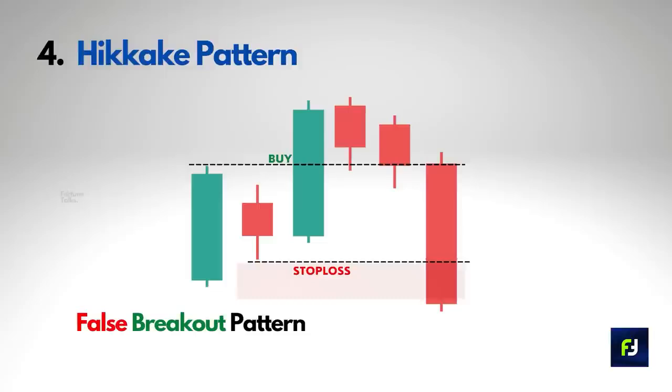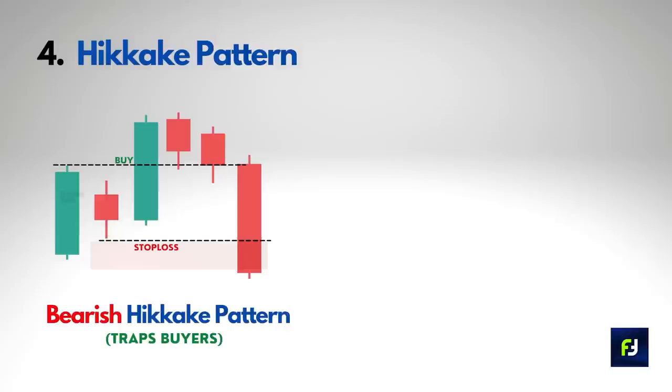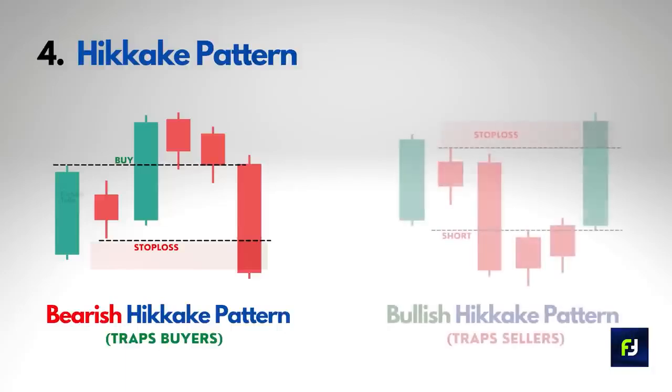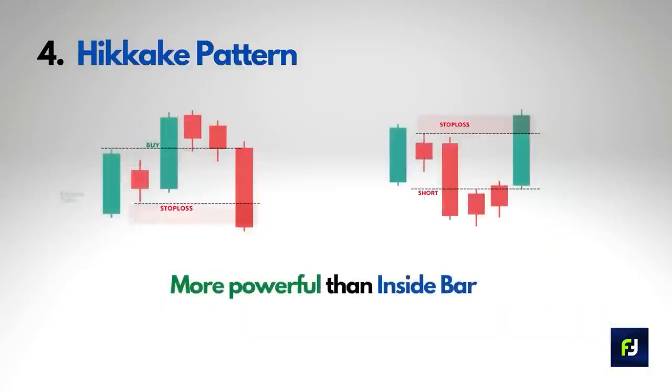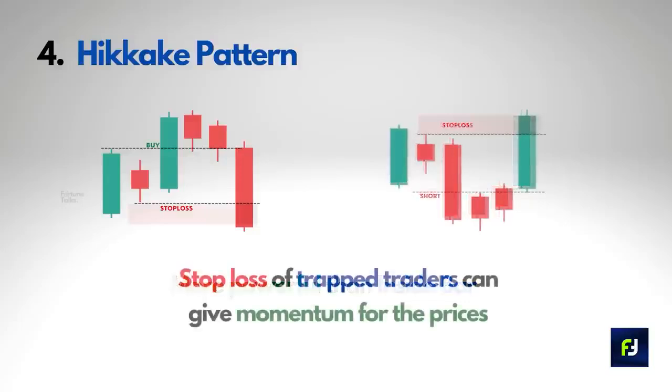Now there are two variants of the Hikake pattern. The first type is a bearish Hikake pattern, which actually entices the bulls or the buyers into buying and then traps them and makes them hit their stop loss. The second one is the bullish Hikake pattern, which actually entices the bears or the sellers into shorting the market only to trap them and reverse the price against their position. Now the Hikake pattern can be traded the same way you trade an inside bar, which we will discuss as we move along this video. But this is a much more powerful strategy since the breakout traders get caught on the wrong side of the move and their stop loss would push the market in your favor if you take the right side of the trade.